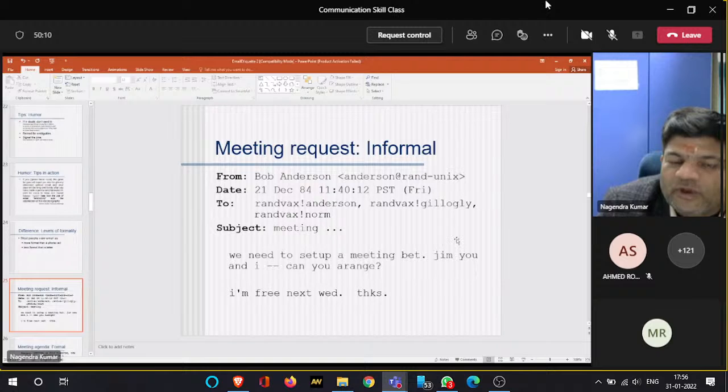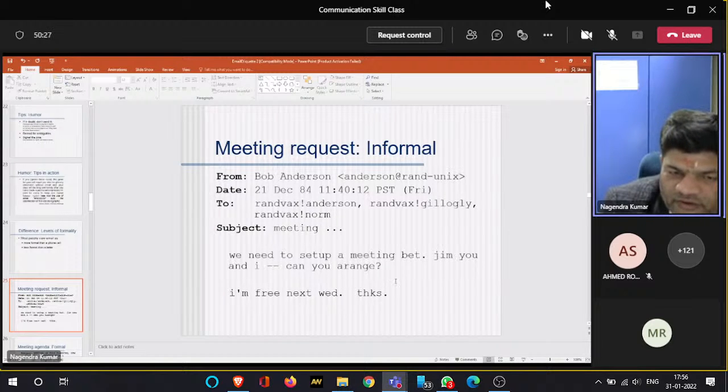So look at this meeting request, which is informal. The informal meeting request just has a subject line, "meeting", and it has a personal kind of tone. We need to set up a meeting between Jim, you and I. Can you arrange? I'm free next week. Thanks. We can look at the use of language, which is using the email a specific language, not the proper language.